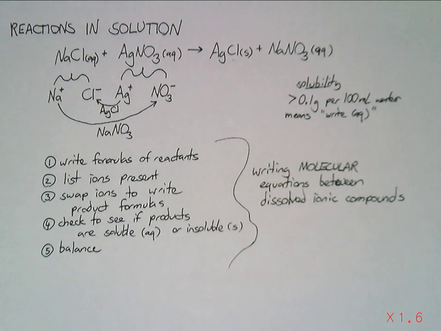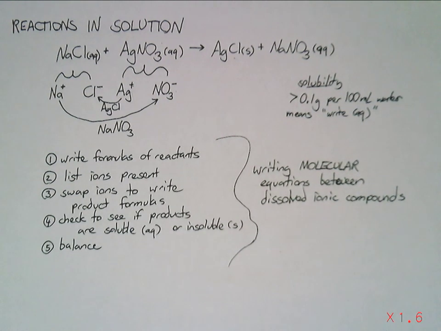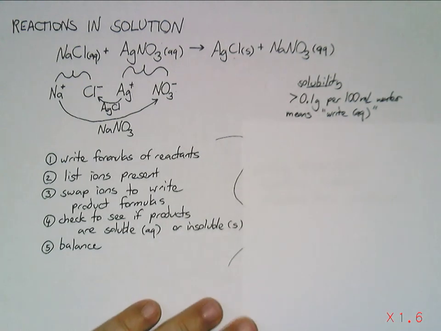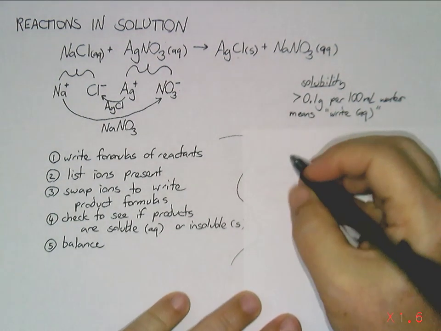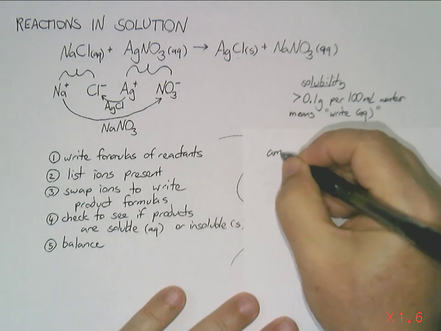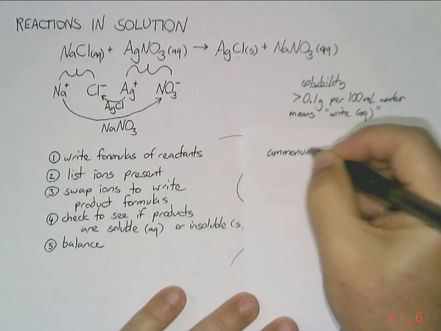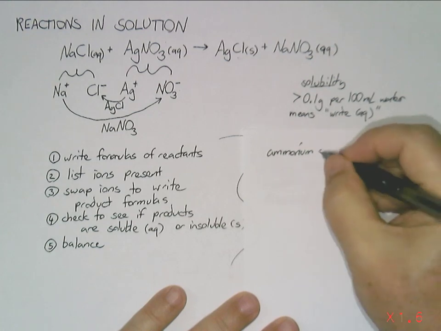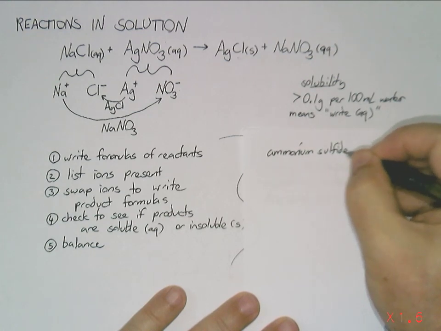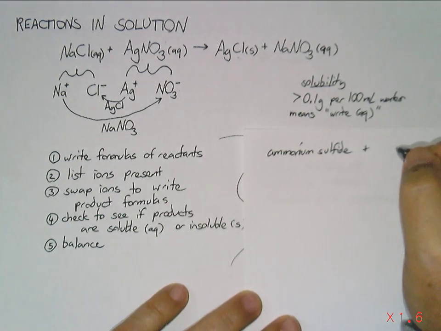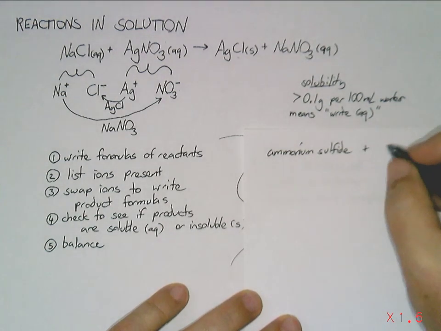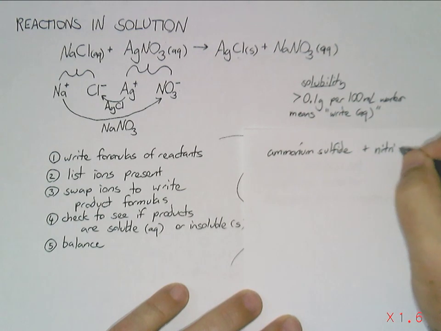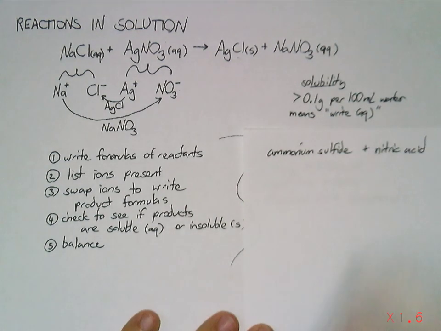Now let's apply it to another reaction. See if we can do it. How about one that is kind of similar to your number 4 in your worksheet? Suppose I have ammonium sulfide reacting with nitric acid. And I want to write a balanced molecular equation for that.